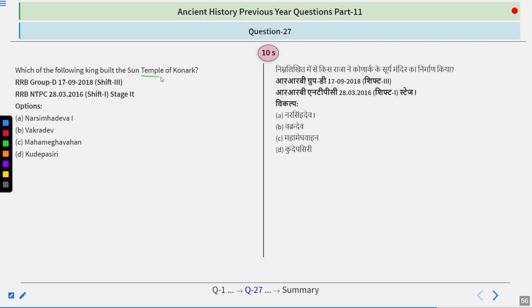Which of the following king built a sun temple at Konark? Options: Narsimdev I, Vakradev, Mahamegha or Kude Pasiri. So options are in front of you. Try to answer this question, guys.